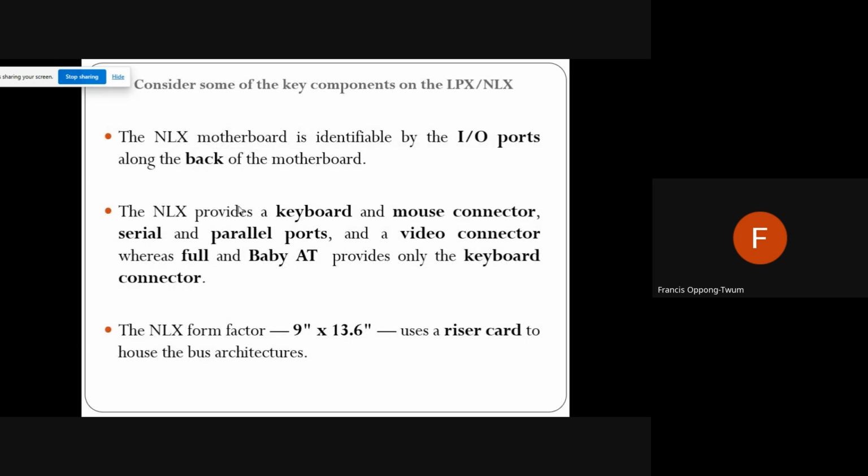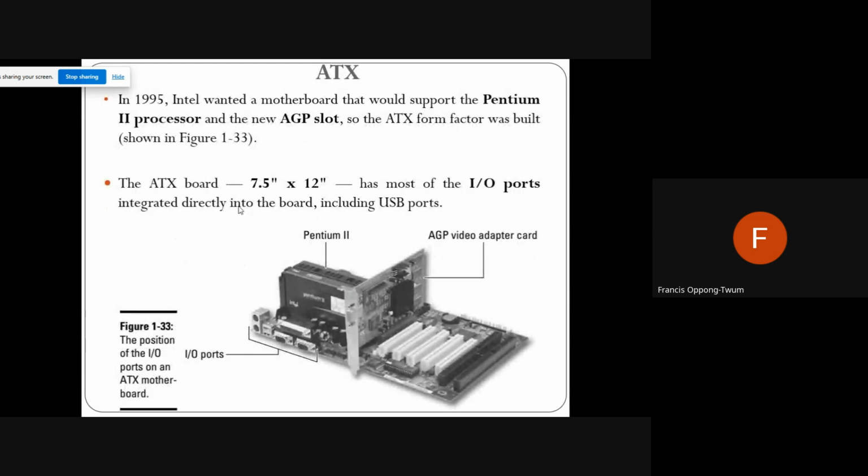So the NLS motherboard is identified. Please, I'm going fast because some of these things I'm not sure I'm going to examine you on, because they are mostly out of the market. But at least once you have that computer hardware, you should know the genesis of how we have come to all these form factors. So please forgive me if I'm going fast.